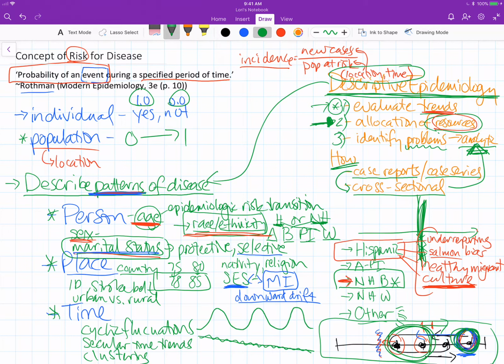But often what we think of as clustering actually is just random error. So we might see more cases of something, but it's not really a true cluster. So don't always think of cluster as the very first thing, but that is another thing that we see in terms of time, usually location and time.